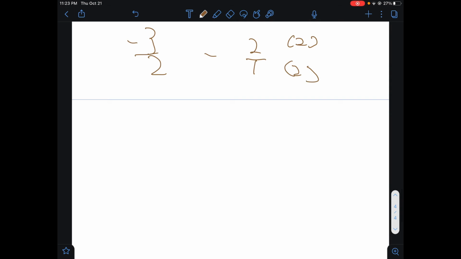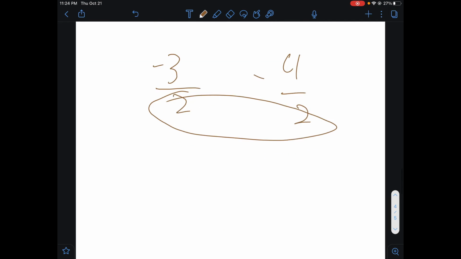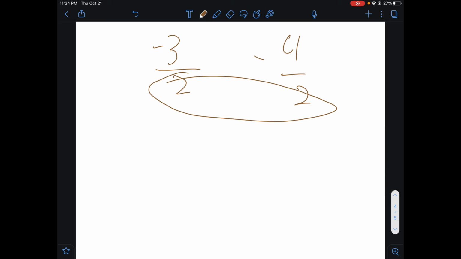And now we're gonna get the same base, so we're able to combine them. So it's gonna be 3 over 2 minus, what is 2 times 2? 4. And what is 2 times 1? 2. So we're gonna get the same denominator, 2 and 2. So we subtract those, add them because they're both negative, and we're gonna get 7 over 2.